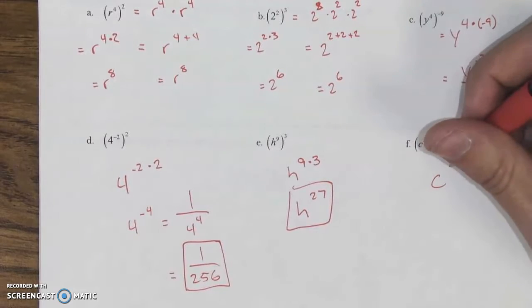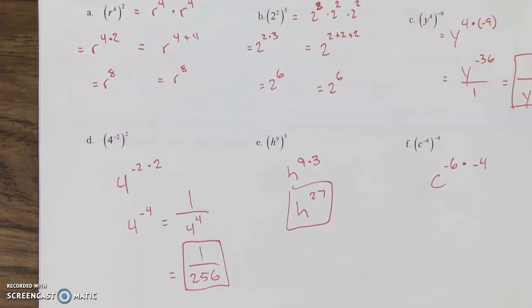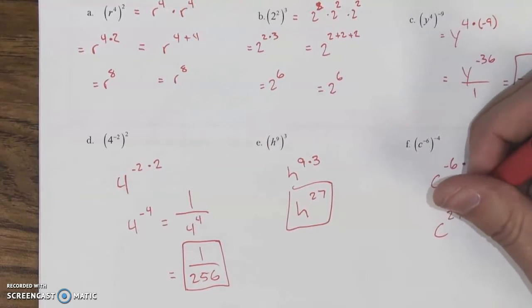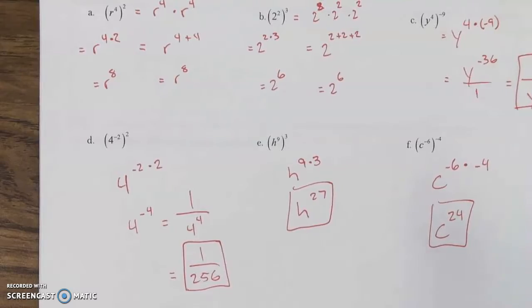Here we have c to the negative 6 times negative 4. We have c to the positive 24. A negative times a negative is a positive. Okay. A few things to keep in mind.